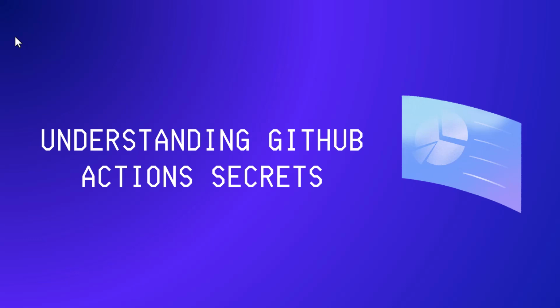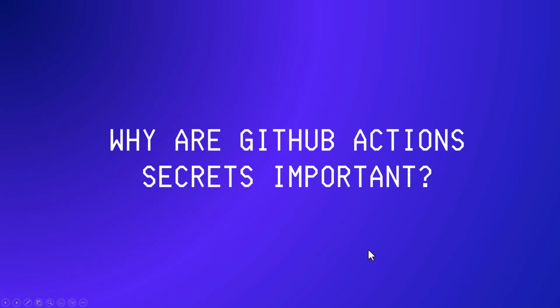These are encrypted environment variables that you can use in your workflows to secure sensitive information, such as API keys, tokens, and passwords. Now you might be wondering, why are GitHub Actions Secrets so important? And the answer is simple: security. By using secrets, you can protect sensitive information from being exposed in your code base or during your workflows, reducing the risk of unauthorized access or data breaches.